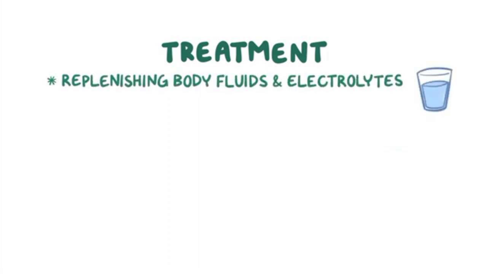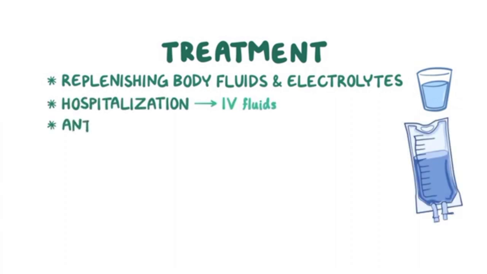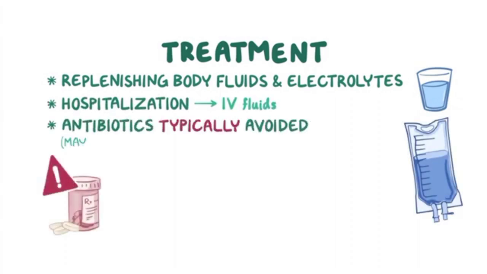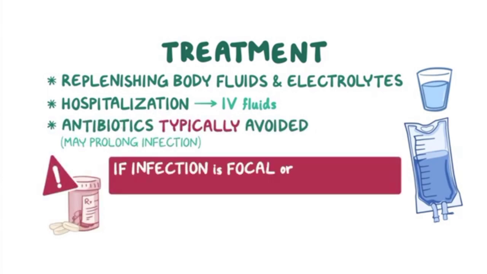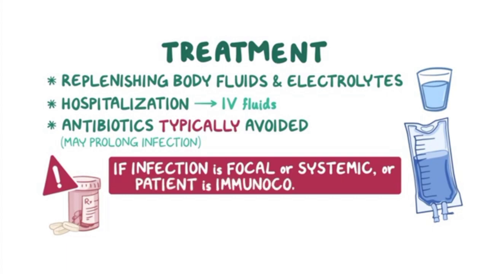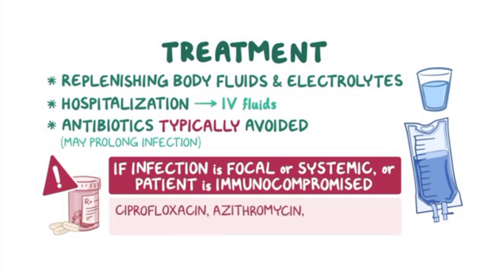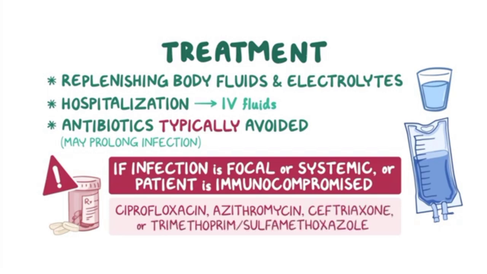Treatment for salmonellosis in people is focused mainly on replenishing body fluids and electrolytes to remedy dehydration. In some cases, hospitalization may be required to deliver fluids intravenously. Antibiotics are typically avoided because they may prolong the infection in less severe cases. However, if it is suspected that the salmonella infection is focal or systemic, or if the patient is immunocompromised, antibiotics such as ciprofloxacin, azithromycin, ceftriaxone, or trimethoprim-sulfamethoxazole may be prescribed.